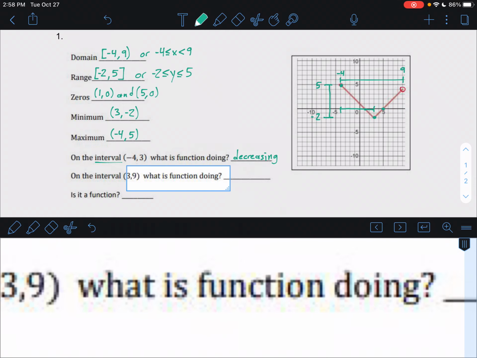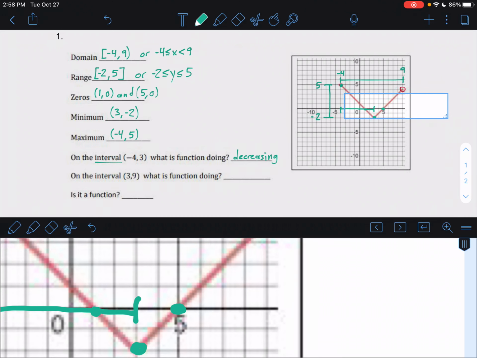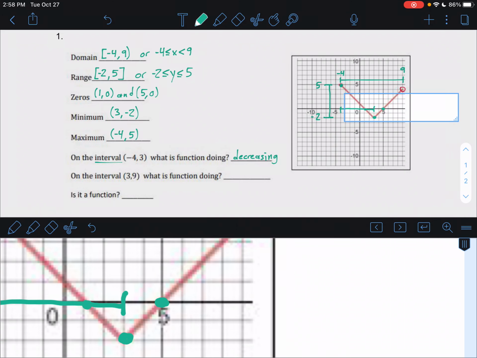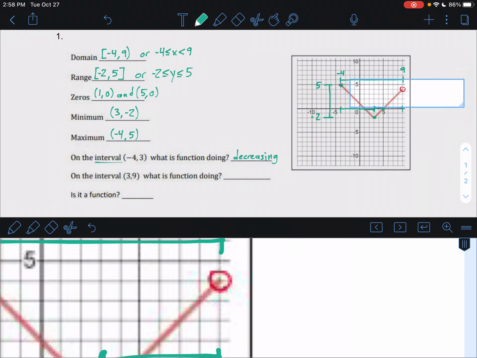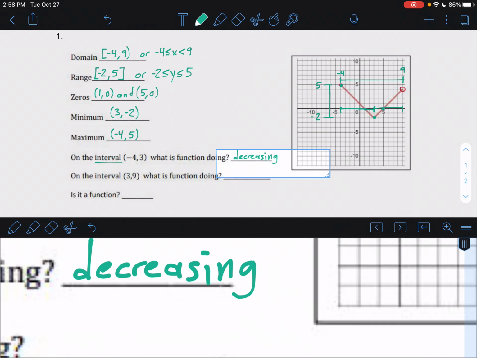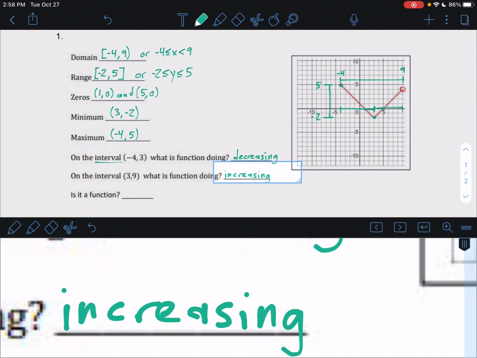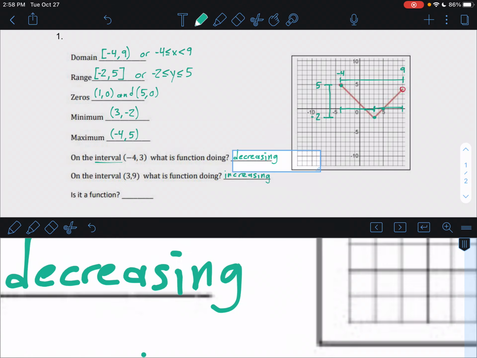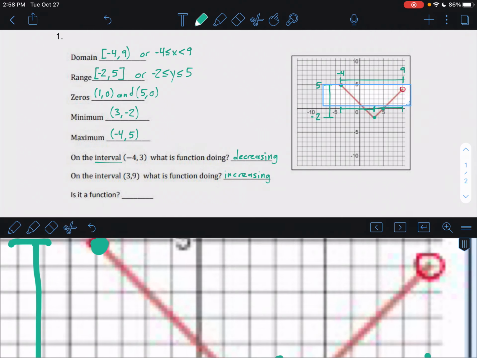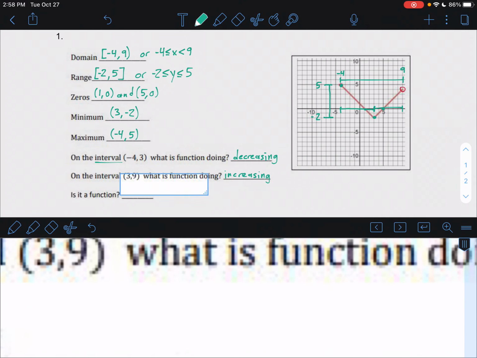And then on the interval 3 to 9, what is the function doing? So from 3 to 9, well, that would be here to there. Well, the function is going up, so it's increasing. As it goes left to right, it's going up, so it's increasing. Is it a function? Well, it passes the vertical line test, so yeah.